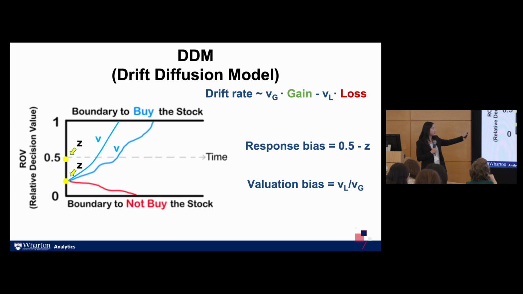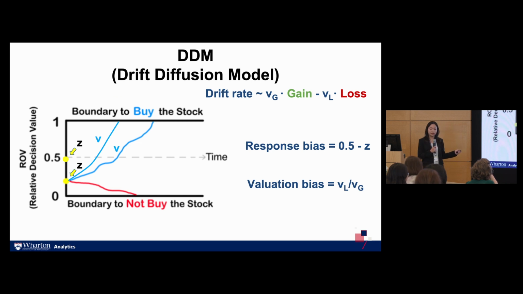The starting point here is our bias. When we don't have any bias, it will be in the middle, so we don't have any bias for either of the binary choices. What if you have a bias to not buy the stock? You are going to have a lower starting point, which means you are going to take less response time to make the decision to not buy the stock.